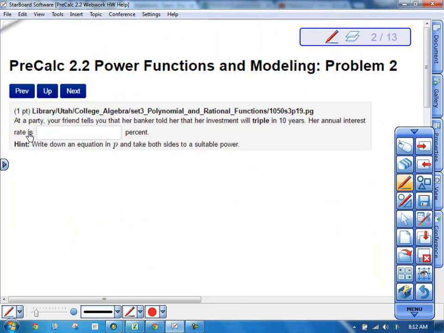All right, for the next problem then, at a party your friend tells you that the banker told her an investment will triple in 10 years. What's the annual interest rate? Well, however much you're going to invest times the rate, you're going to do that for 10 years, so each year you're going to be multiplying by that rate. So I'll put a 10 there, because it's 10 years, so it's the 10th power. You multiply by r 10 times. And that's going to triple, so you're going to end up with 3 times whatever you started with. Okay, so this is the equation you're solving.